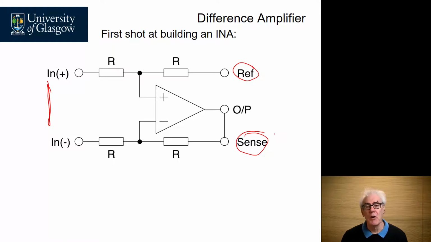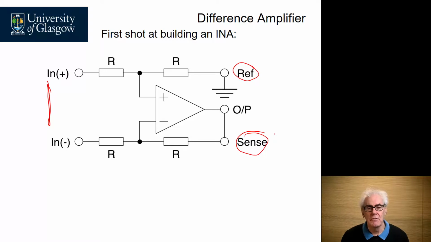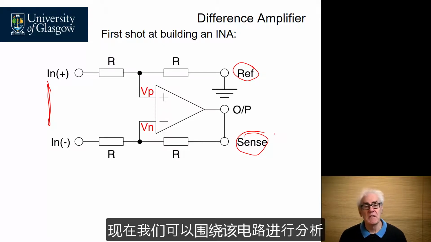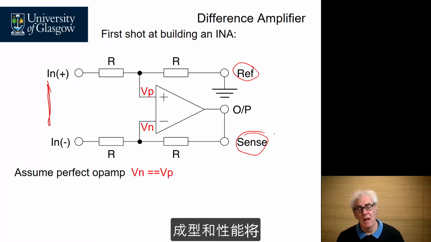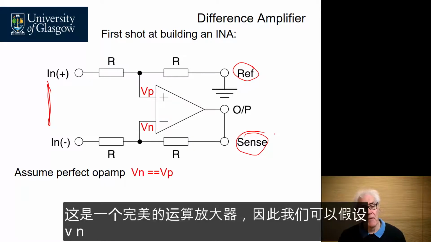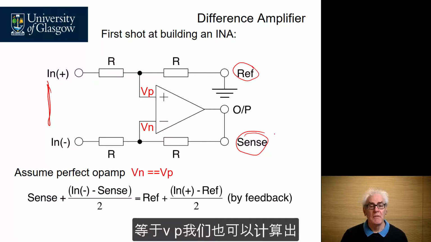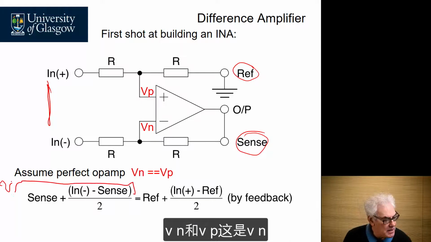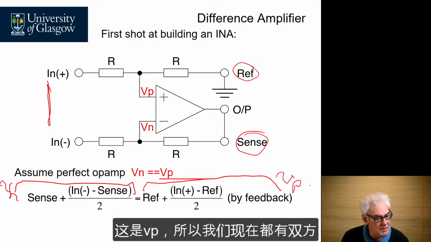First of all, we join our output to the sense connector, and we join the reference to ground. The triangle we should assume is a perfect op-amp, and we can now do the analysis around this circuit to find out what the transfer function is and what the performance will be. It's a perfect op-amp, so we can assume that Vn equals Vp, and we can also calculate out Vn and Vp. This here is Vn, and this here is Vp.